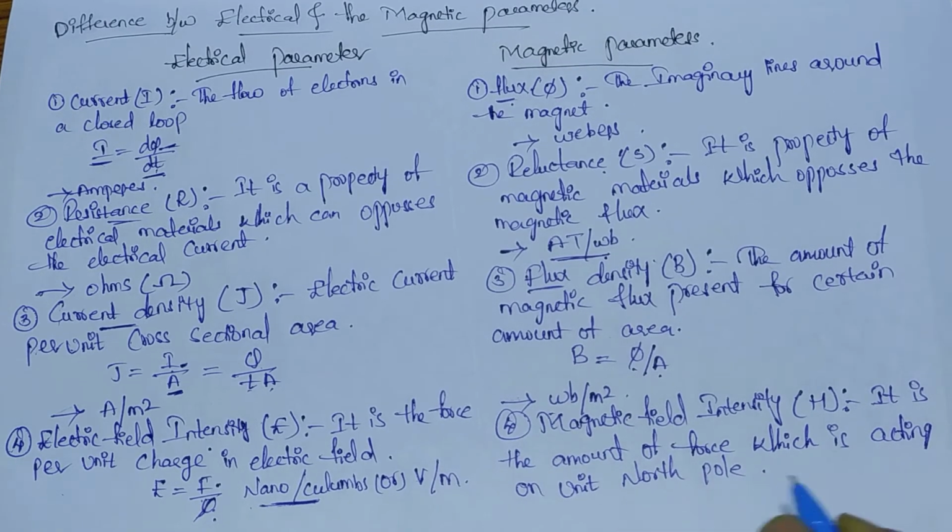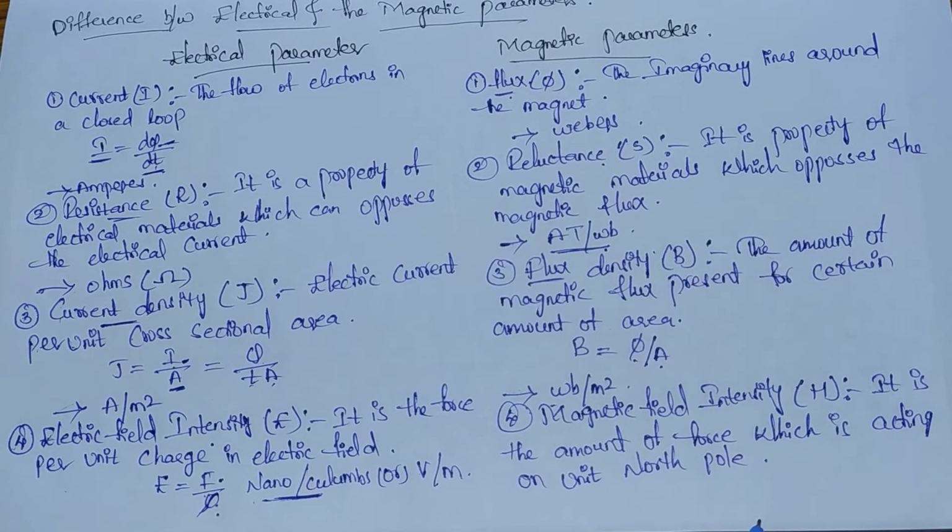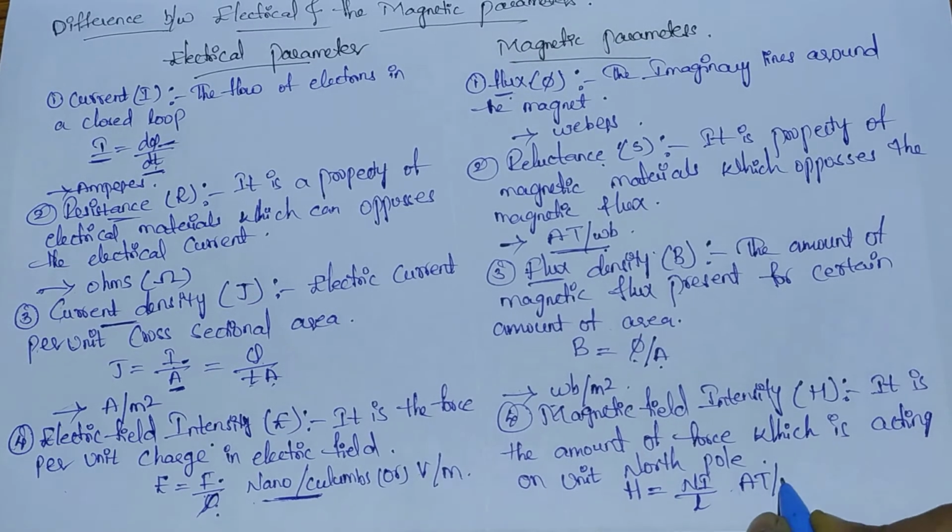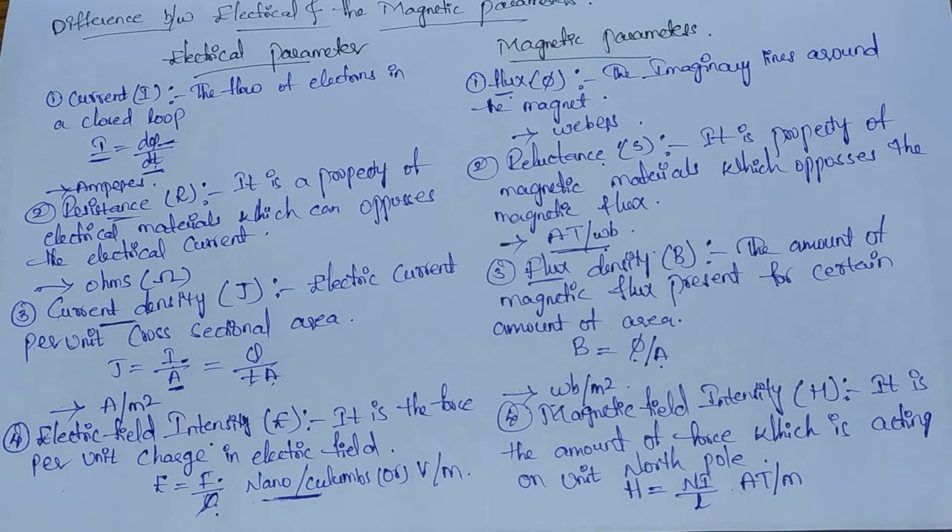So the amount of force acting on a unit north pole is called magnetic field intensity. We can write H equal to Ni by L. The unit of magnetic field intensity is ampere turns per meter.